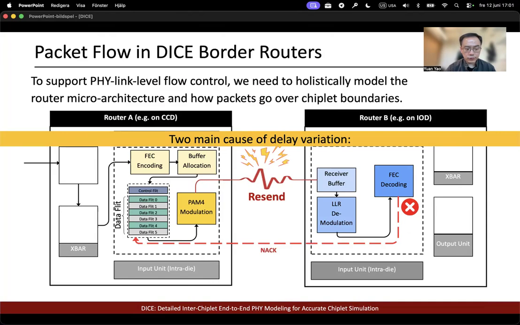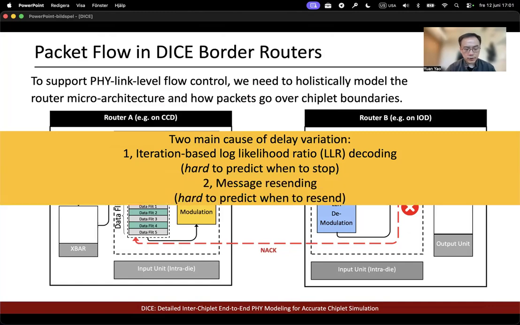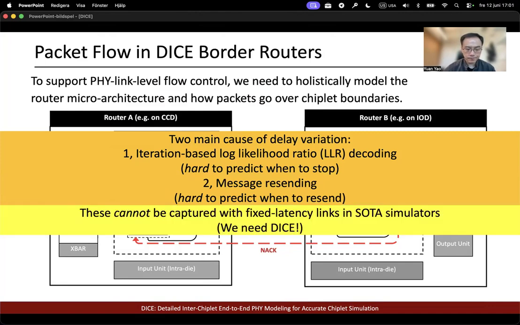Here we have two important sources of delay variations that cannot be captured by fixed latency. First, the decoding process is iteration-based. The number of decoding iterations depends on the received signal quality, so the latency is not always the same. Second, if the receiver cannot correct the data, the message must be resent. Retransmissions are rare under good channel conditions, but become often in bad channel conditions. When channel quality decreases and retransmissions happen, they create long tail delays. And all of these cannot exactly be modeled with fixed latency models.